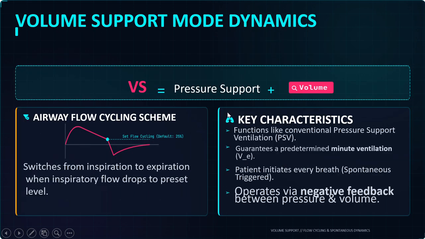Volume support mode dynamics. Volume support equals pressure support plus volume. It means flow cycling, like we used before with pressure support, but here using volume. The same cycling at 25%: switch from inspiration to expiration when inspiratory flow drops to the preset level. Key point: it functions like conventional pressure support ventilation, guarantees a predetermined minute ventilation, and the patient initiates every breath spontaneously. It operates via negative feedback between pressure and volume.